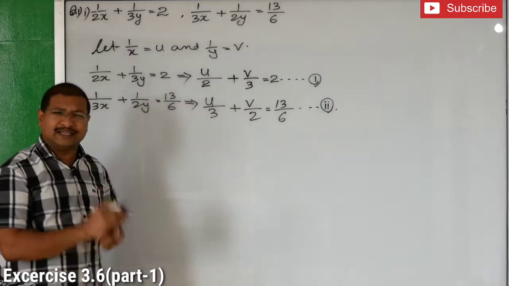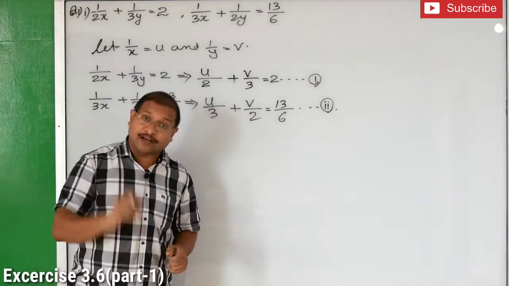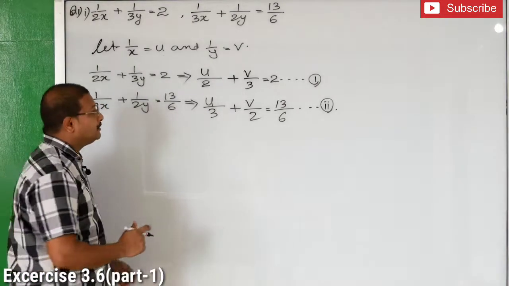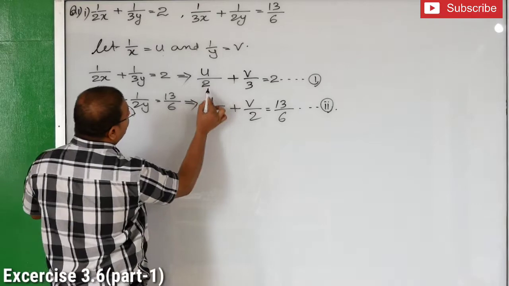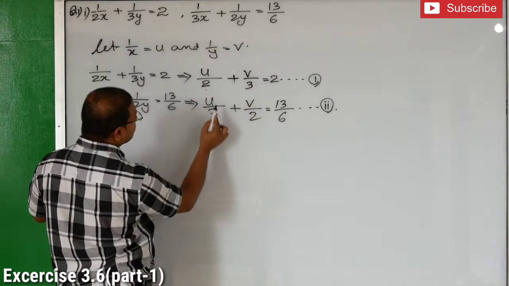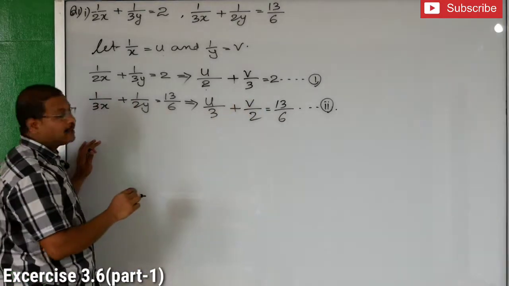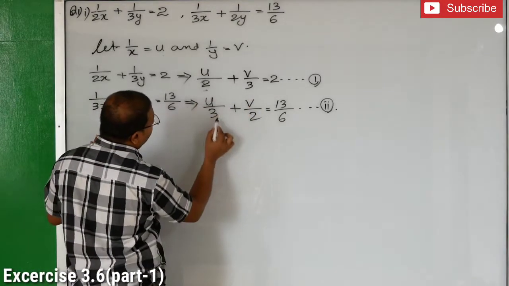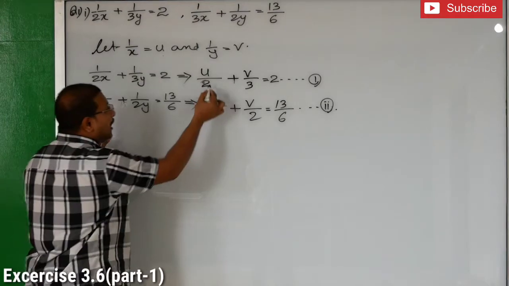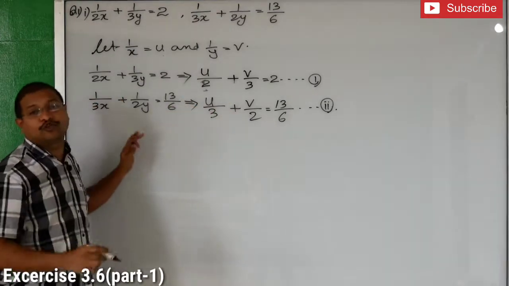Of course, we can use any method, that is up to us. Here we are going to use equating the coefficients. Ready? See here u by 2, v by 3. Any one of this, u or v, we will make equal. Here is 2, here is 3. So if you take the LCM of 2 and 3, what will you get?